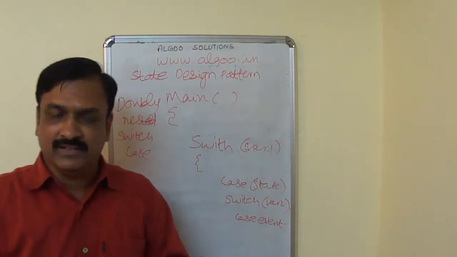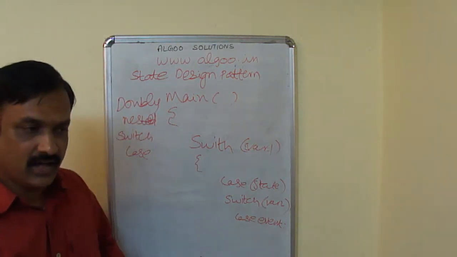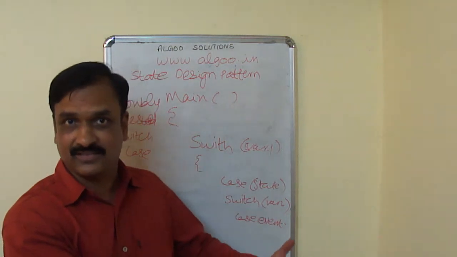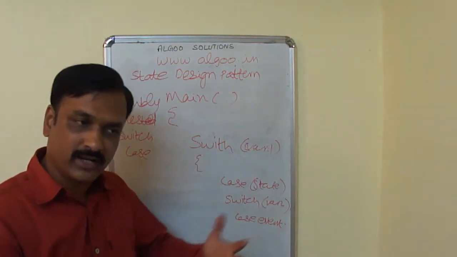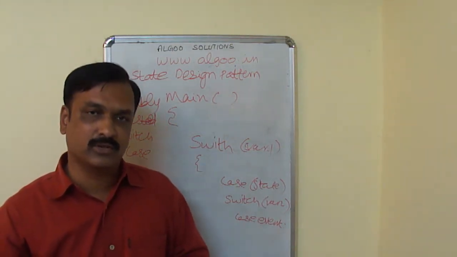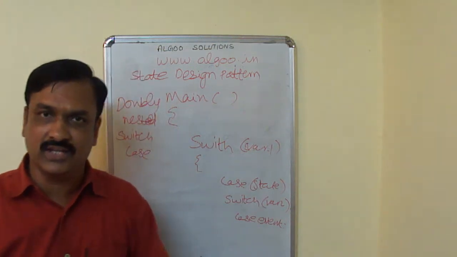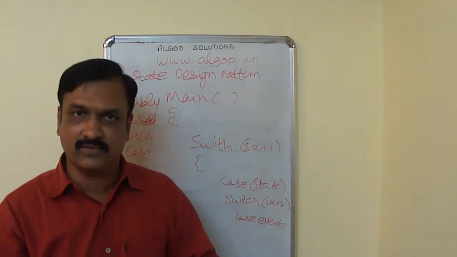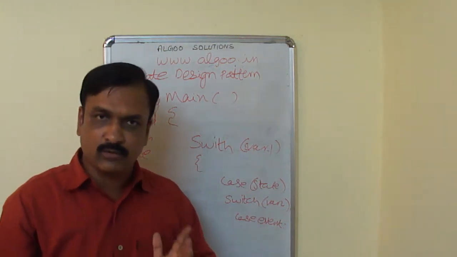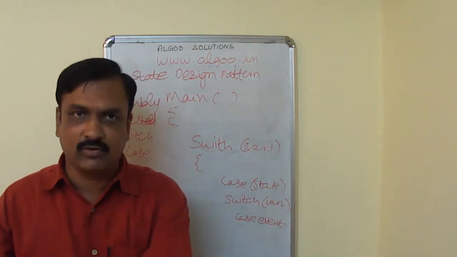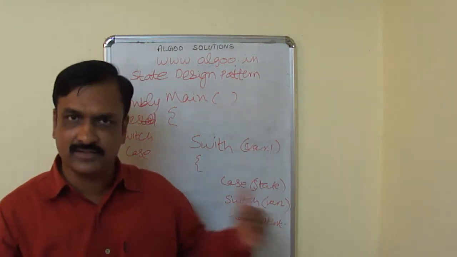Draw a line between the things that don't change and the things that change. So this is the commonality versus variability principle. You clearly segregate what changes and what doesn't change in your design, and you build a wall and keep on one side what does not change and on the other side what changes.